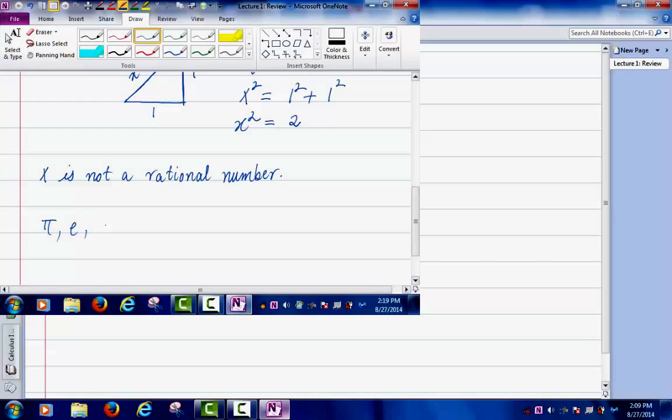Let's just be in real numbers. Okay. So root 5 and others. These are irrational numbers.